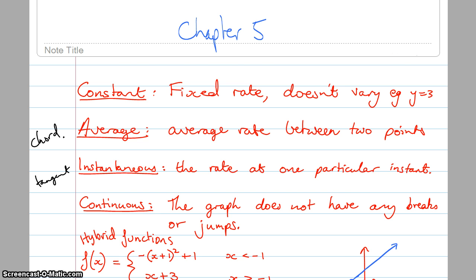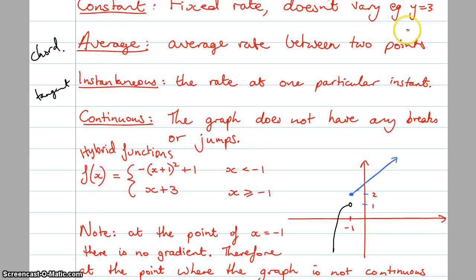So for example, I've got this hybrid function here, and we'll be looking at hybrid functions a lot more. There are two different types of graphs, depending on the domain. This hybrid function here is not continuous because when x is -1, the graph doesn't exist. First of all, it doesn't exist, and second, it doesn't flow nicely together. You have to take your pen off the page when you draw it, because you won't be able to draw the entire way along. So at the point that it is not continuous, it does not have a gradient.